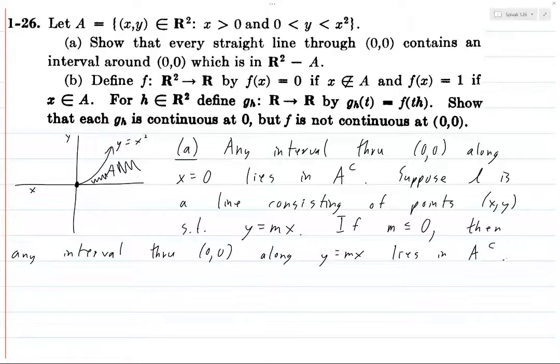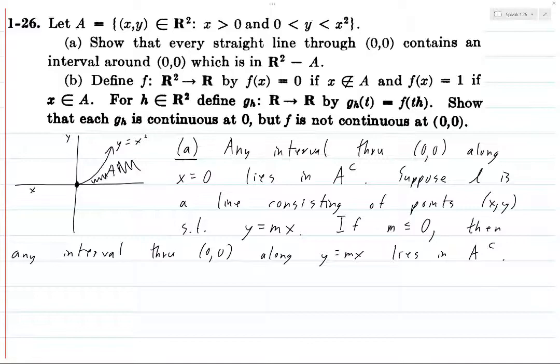What we need to worry about is points on this line where x is strictly greater than 0. And if m is less than or equal to 0, then any number mx where x is greater than 0 will either be 0 or it will be a negative number. And here we require y to be a strictly positive number. So therefore, any point on the line y equals mx will be in the complement of A.